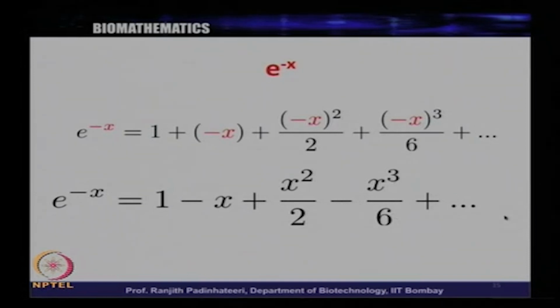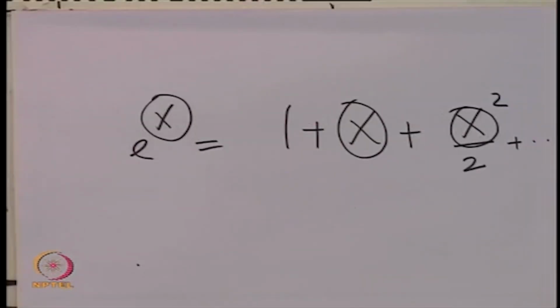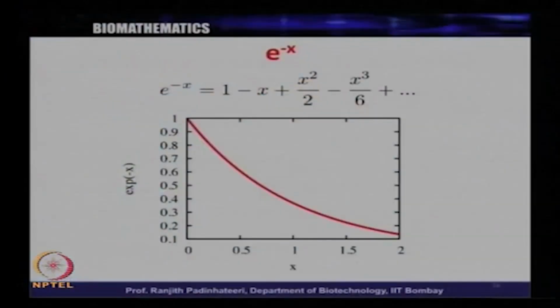So, e power minus x is a mathematical function, which is again a combination of x square, x cube, etcetera. If we plot this as a graph, how does it look? Let us have a look at it. It looks like a decreasing function, e power minus x. We saw the Arrhenius equation as a e power minus x. So, this is a decreasing function.